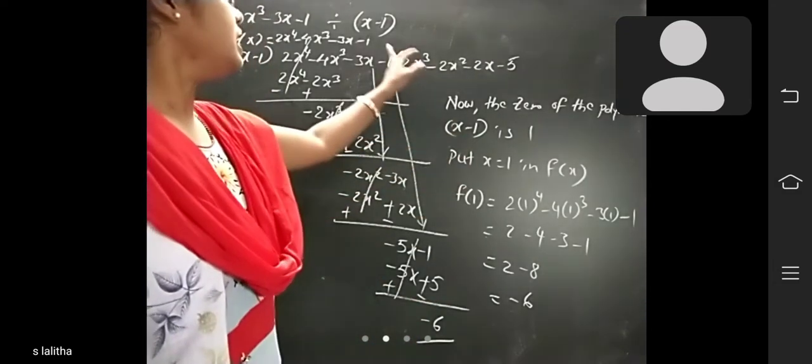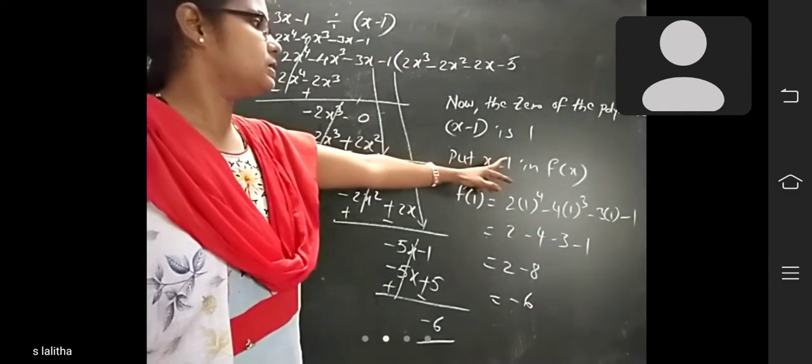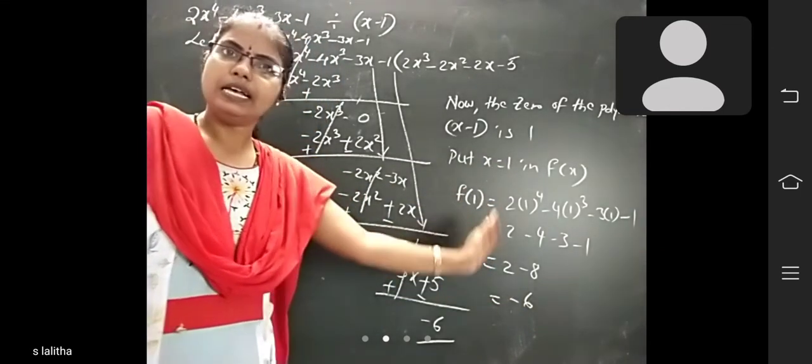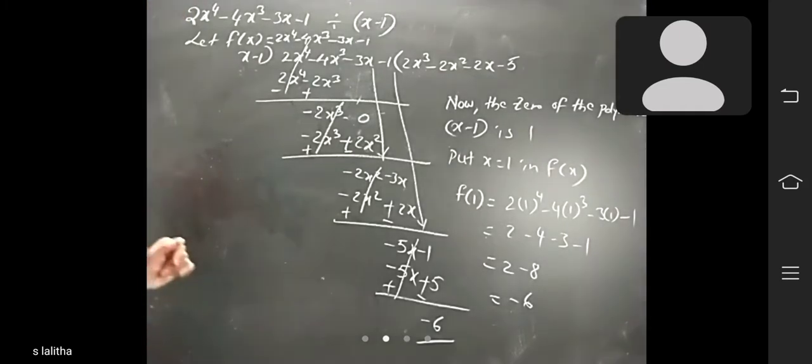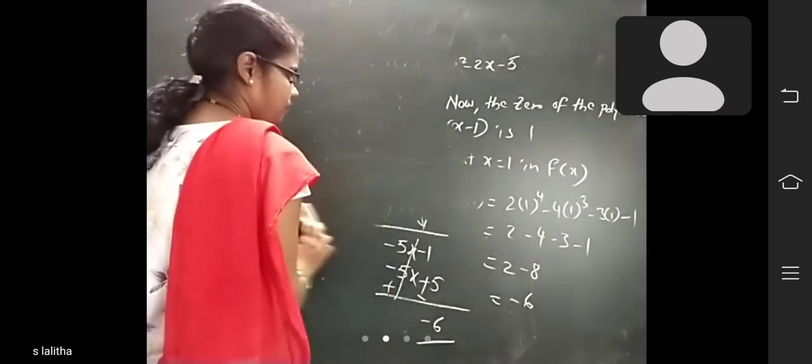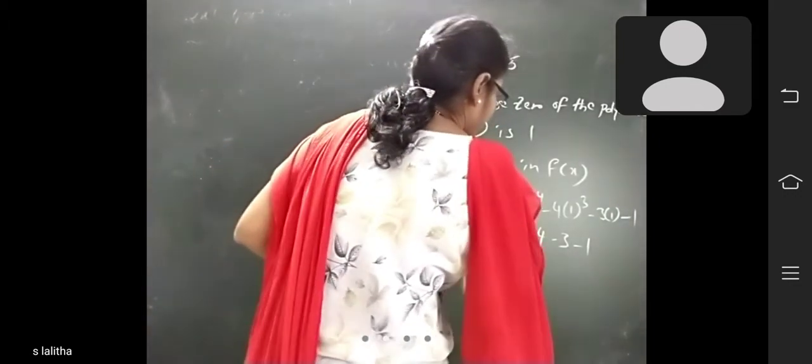Okay, we are taking this one as p of x, f of x. What is the answer? Minus 6, both are the same. So what do we call the theorem? The remainder theorem. Now we are going to write the theorem, the remainder theorem.